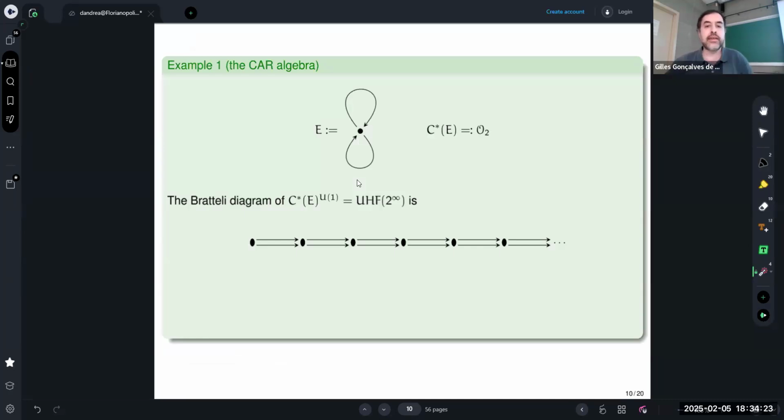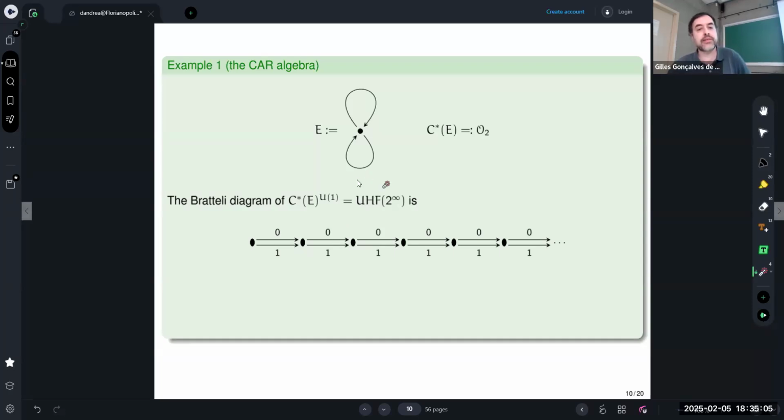Okay, examples. So let's take this graph. This is the graph of the Cuntz algebra O2 that we already saw this morning. And what is the Bratteli diagram of the AF core? You have only one vertex, which means that at every level you have only one node, and you have two arrows from each node to the next one. So this is well known. It's the Bratteli diagram of the CAR algebra, where CAR is canonical anti-commutation relations. Label the arrows 0, the one on top, and 1, the one on the bottom.